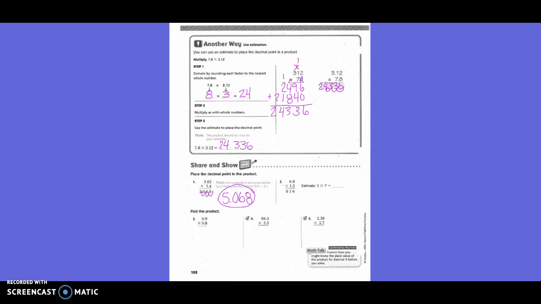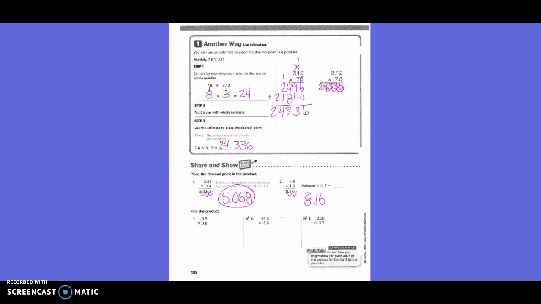Once again, they already gave us the answer. 6 8/10 has how many decimals? 1. 1 2/10 has how many decimals? 1. So 1 plus 1 is 2. So I'm going to loop it over twice. And I'm going to get 8 and 16.